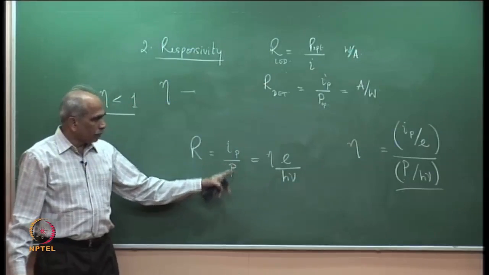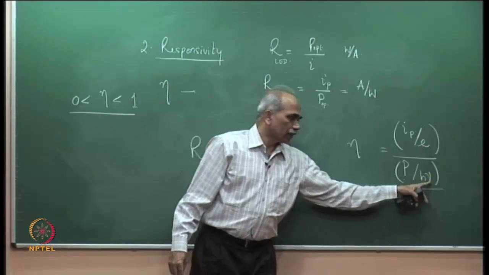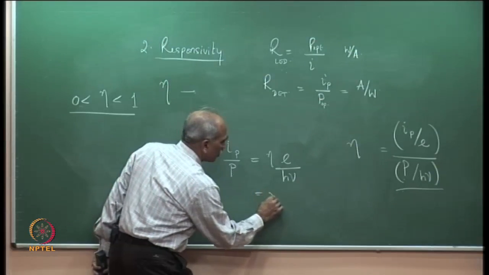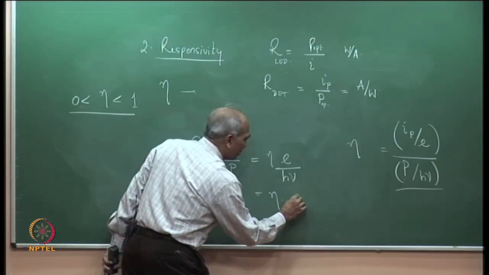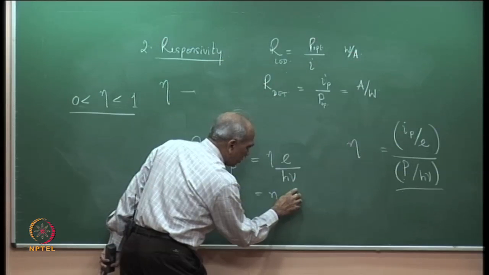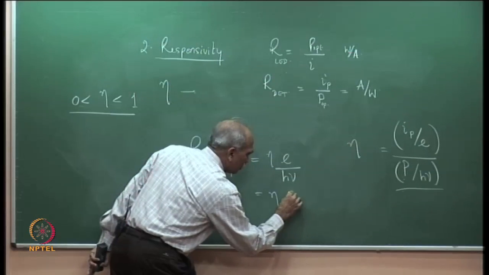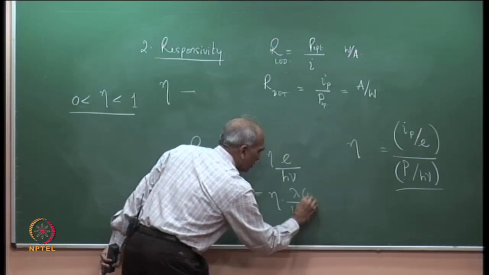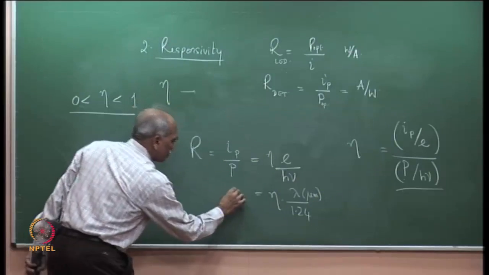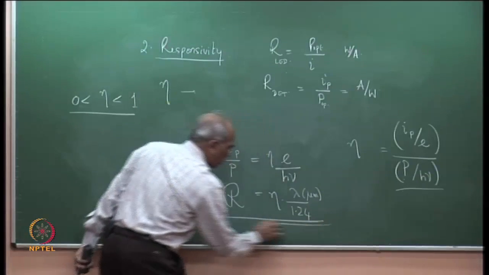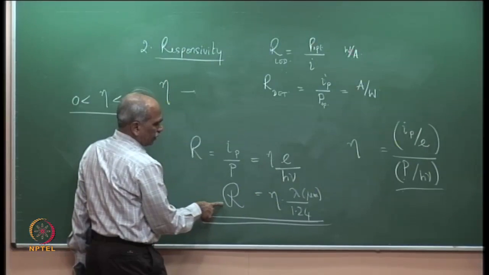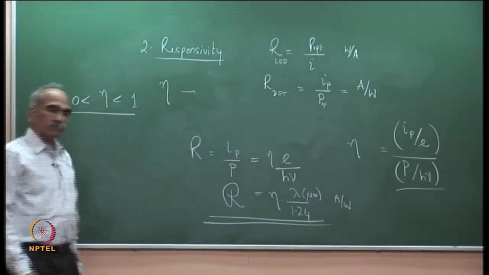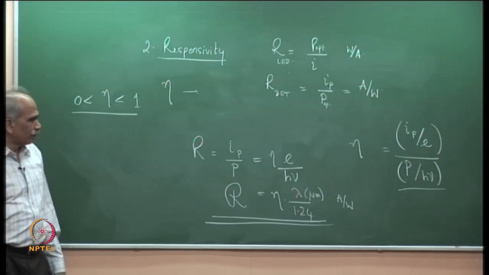Responsivity equals IP by P. This E was in the numerator, h nu was in the denominator, so it is eta into E divided by h nu, and this is our familiar expression. Nu is C by lambda, so lambda goes to the numerator, and therefore this is eta into lambda divided by 1.24, with lambda in micrometers. So, if you substitute lambda in micrometers, responsivity is so many amperes per watt.